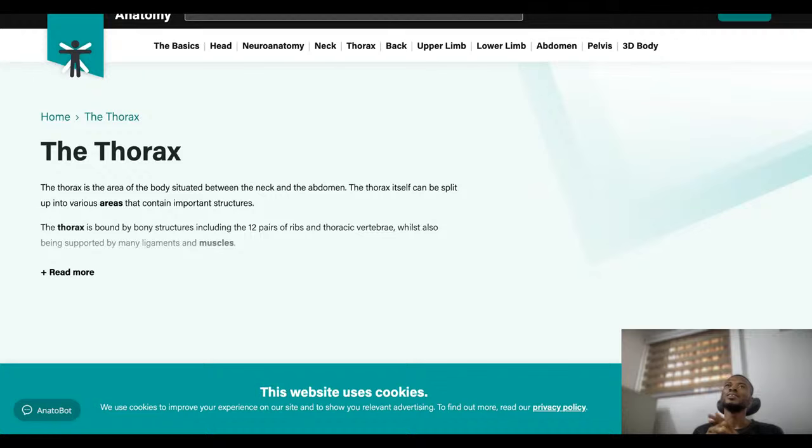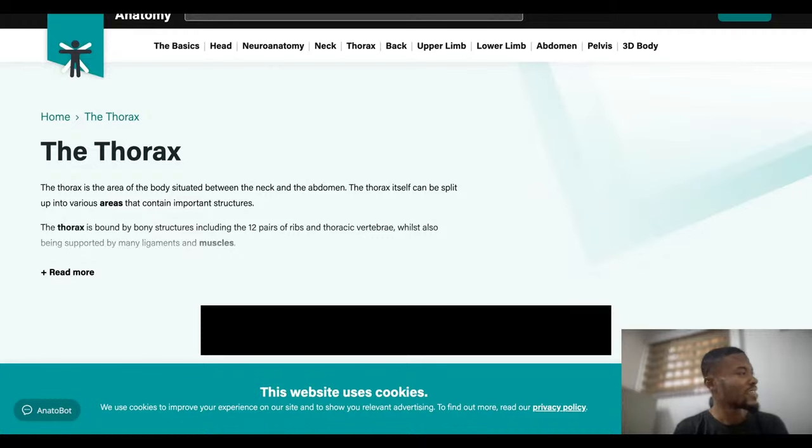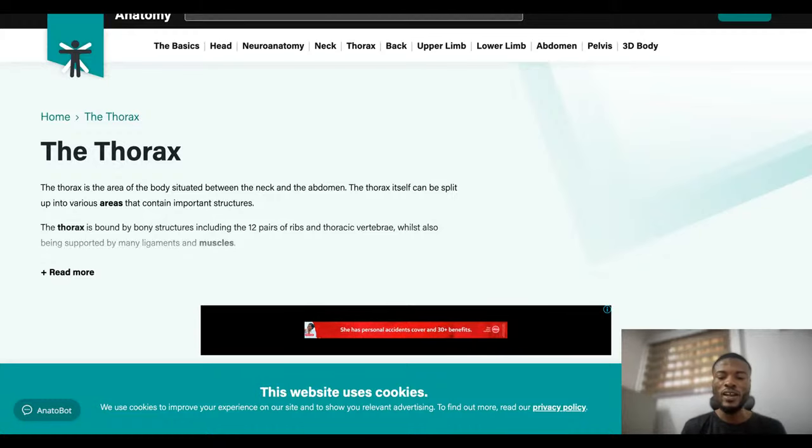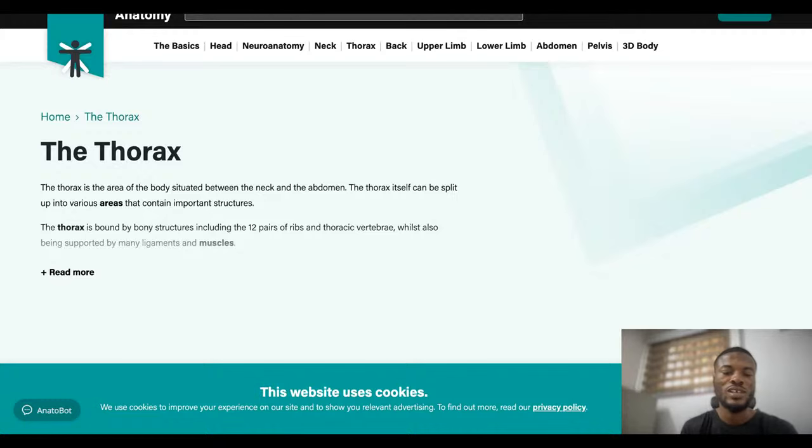In fact, all structures, all anatomical structures in the thorax are so important. They are so vital to life. Okay, all the structures in the thorax are so very important to life.